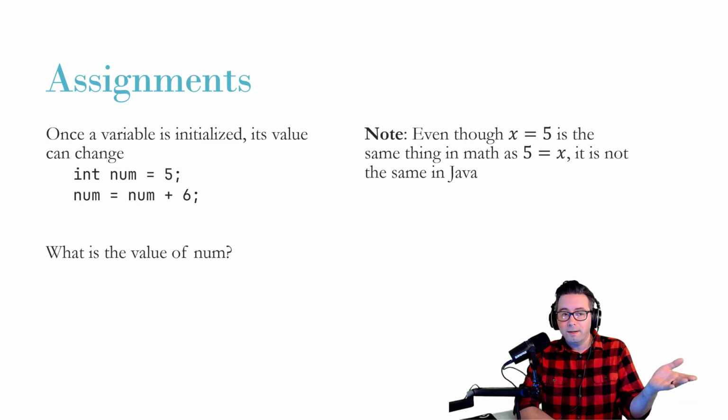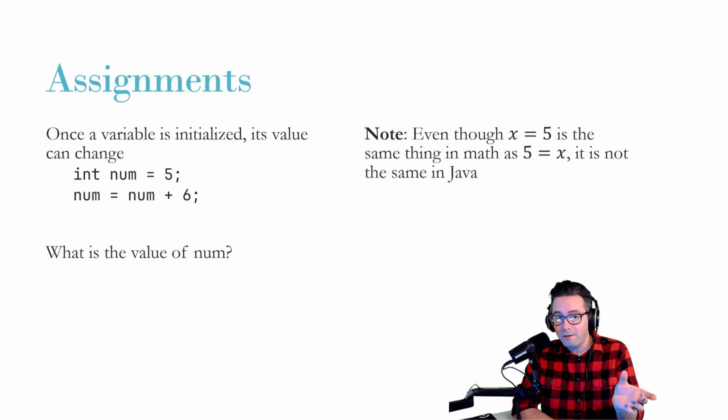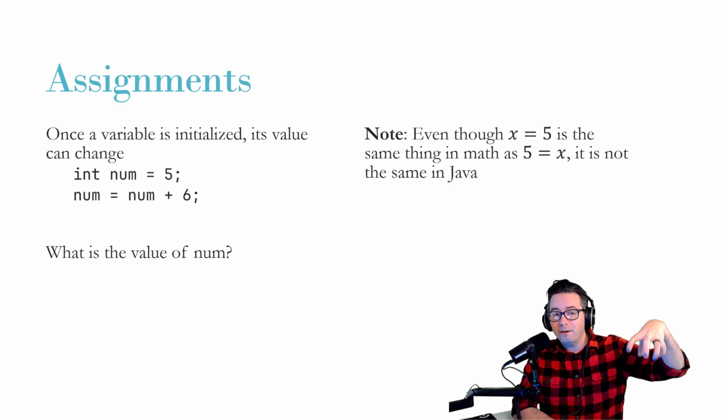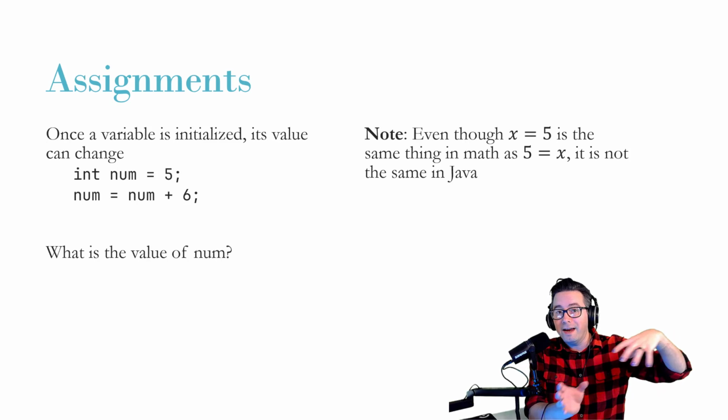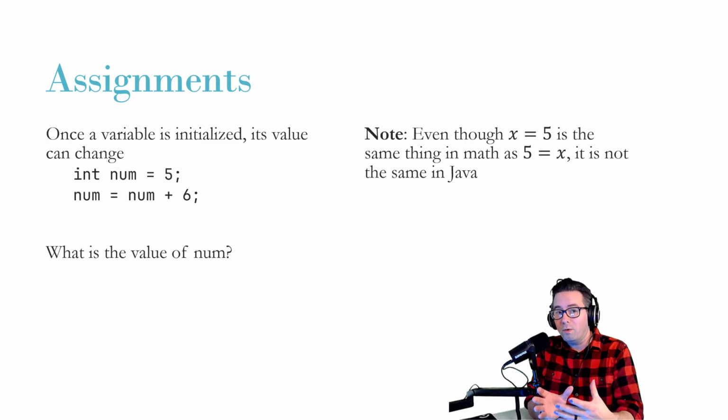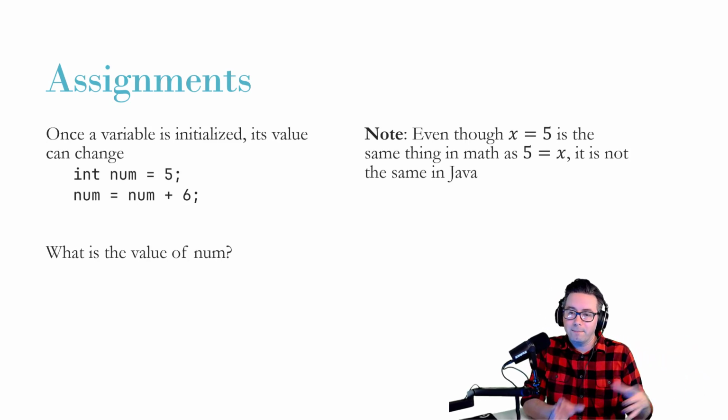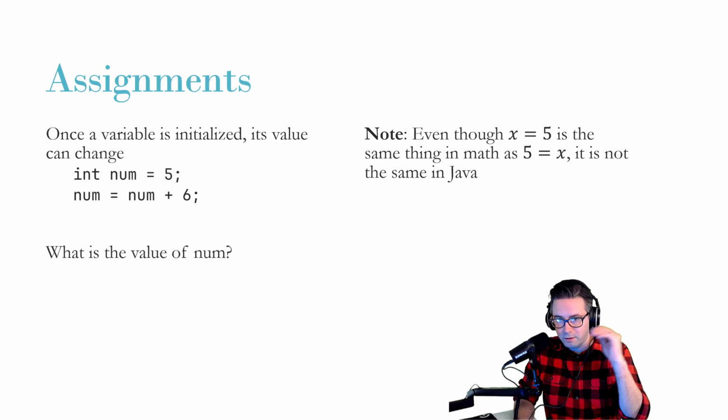Notice in my example here, when num equals num plus 6, we have a variable on both sides, but the variable we're assigning the value to is on the left, and what we're assigning to it is on the right. And I realize I'm kind of mirrored, but you get the point.